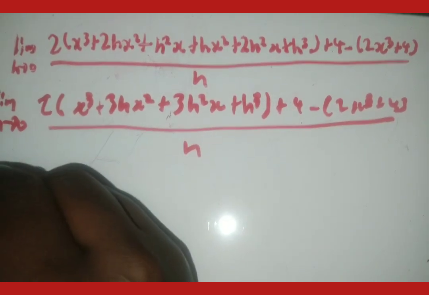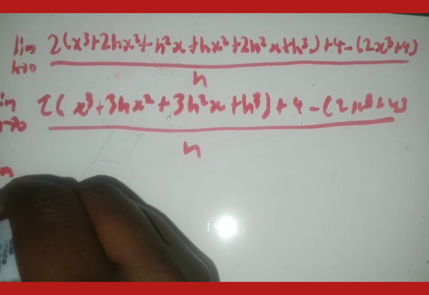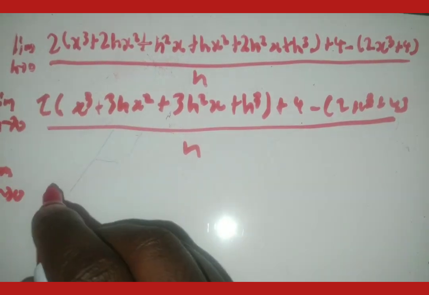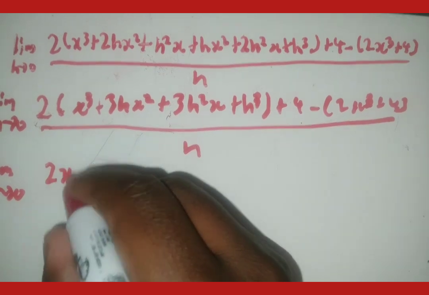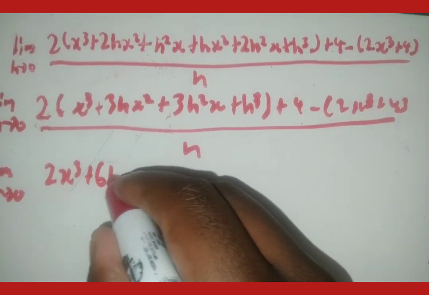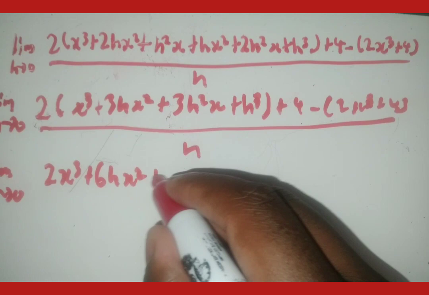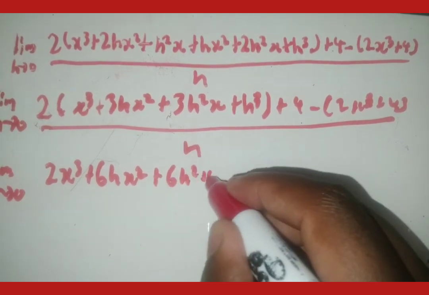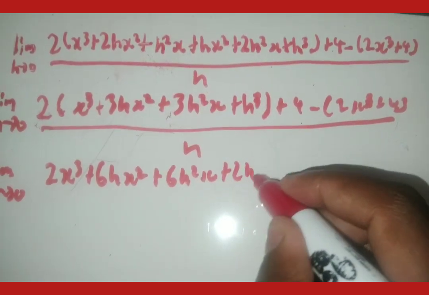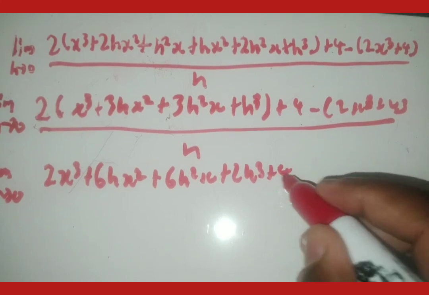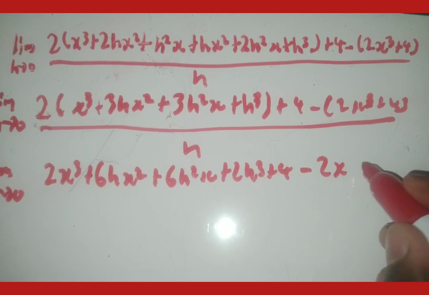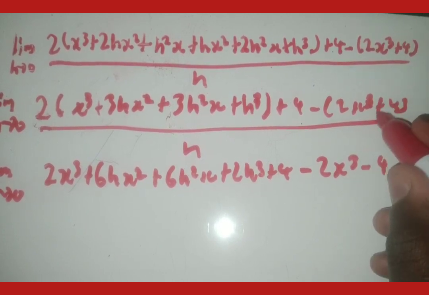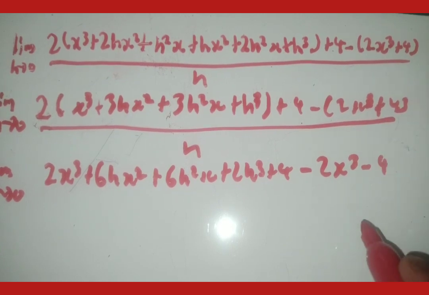Then let's go to the next step, limit as h tends towards 0. So let's distribute. So when you distribute, it's going to be 2x cubed plus 6hx squared plus 6h squared x plus 2h cubed plus 4. Then since I distributed this side, I'm also going to distribute this side. So then this is going to be 2x cubed minus 4. Here it was a plus 4, so when we distribute, it's going to be minus 4.